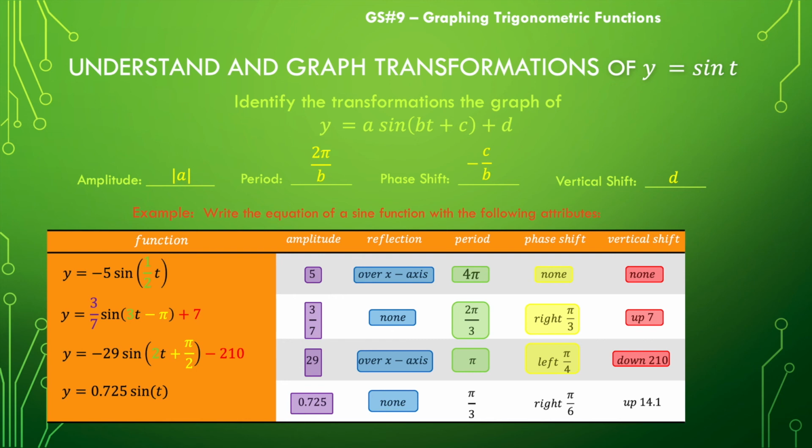I do need to solve for b, so I know that 2 pi over b is equal to pi over 3, which means that b will equal 6. Okay, so I'm going to go ahead and add that b value into the function. And then for my phase shift, negative c over b will equal pi over 6. Okay, and I know b is 6. So that means that c will have to be negative pi. So we can go ahead and add that into the function.